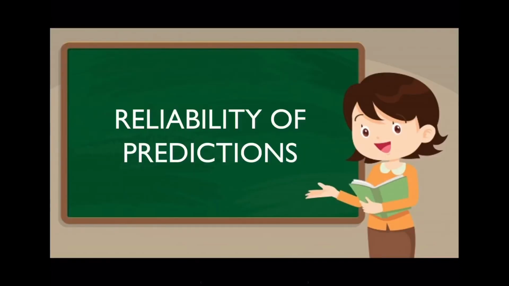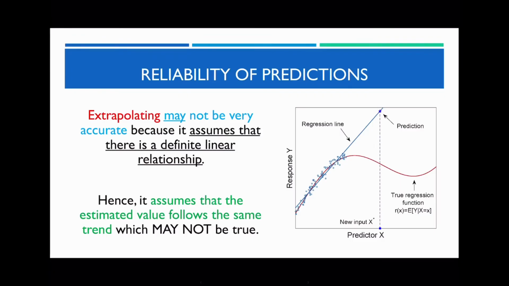Now, the last thing that I want to go through before I get you to work on the textbook questions is the reliability of the predictions using either extrapolation or interpolation. There's really only one thing that you need to know: when you're estimating values specifically through extrapolation, this might not be a very accurate estimation, because you're assuming that all values found outside of the data set follow the same linear trend.